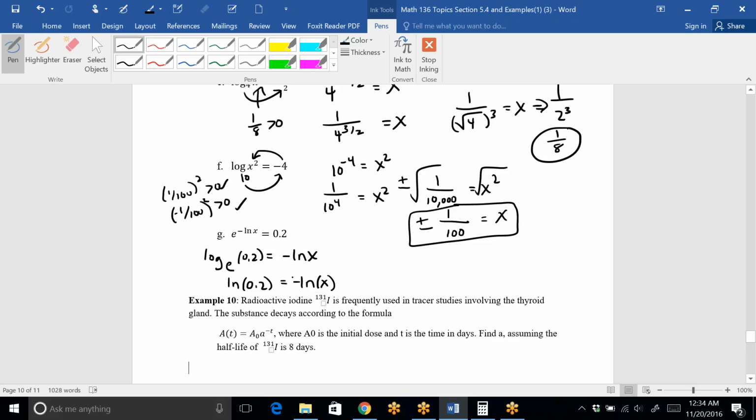Well, we can't drop the logs essentially because we have that negative 1 there. I think we need to save this guy. We need a fancy property from 5.5, 5.6 that we haven't learned yet. So just omit. This one can be solved, but we need a different property.